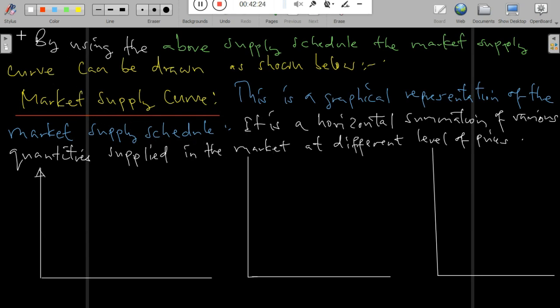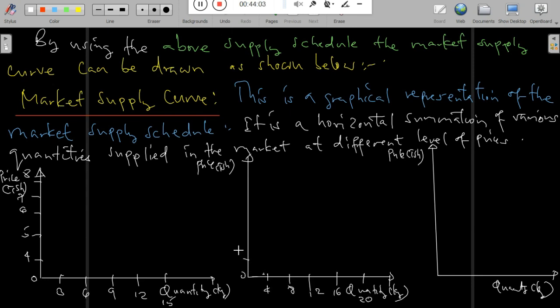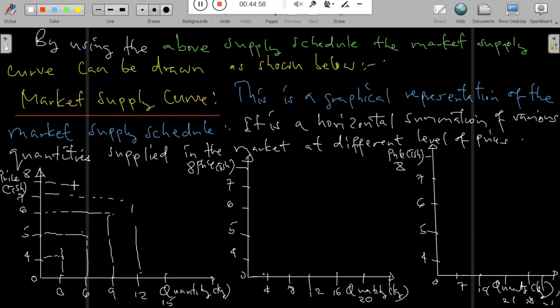The market supply curve is a graphical representation of the market supply schedule. It is a horizontal summation: we perform a horizontal summation of the quantities supplied in the market at different levels of prices. So let's assume we sketch the first supply curve for firm A, and also another individual supply curve for firm B. We have the following data, as you observe, with quantities 3 up to 15 on the x-axis.